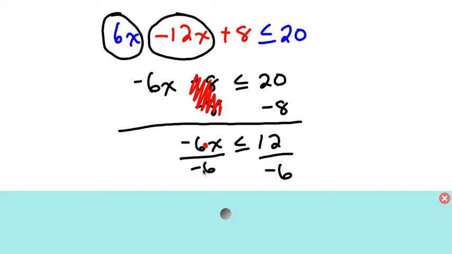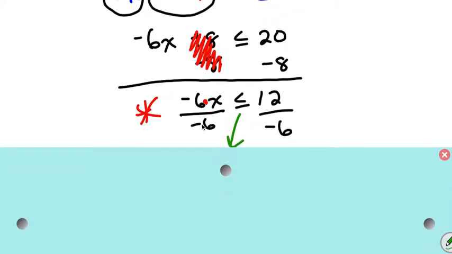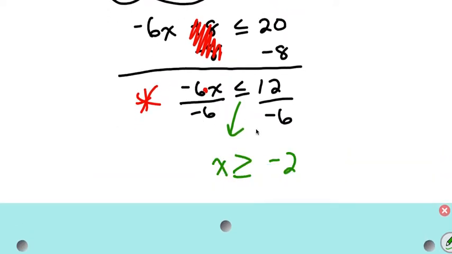Now we should notice something else that just happened in this step, and that is we just flipped our inequality sign. Or I'm sorry, we just divided by a negative, so we need to flip our inequality sign. So take note there, put a little star or draw an arrow like I did here. We just divided by a negative, which means we need to flip our inequality.